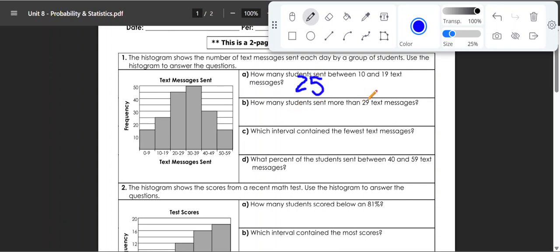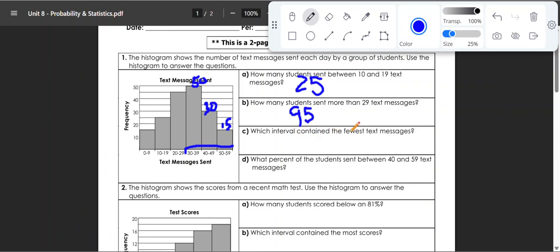How many students sent more than 29 text messages? All right, so more than 29 would be, here's 29, 20 to 29 is here. So more than 29 would be all these bars, right? So we have 50 in this one. We have 30 on this one. And we have 15 in this one. So we have to add all these up. 50 plus 30 is 80. 80 plus 15 would be 95. So 95 students sent more than 29 text messages.